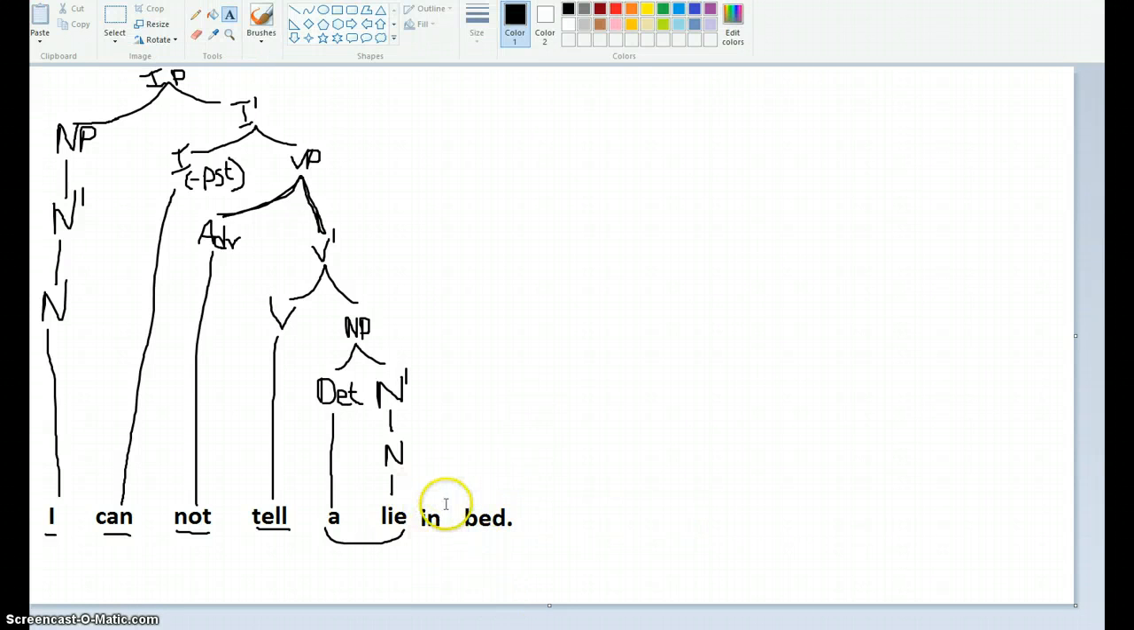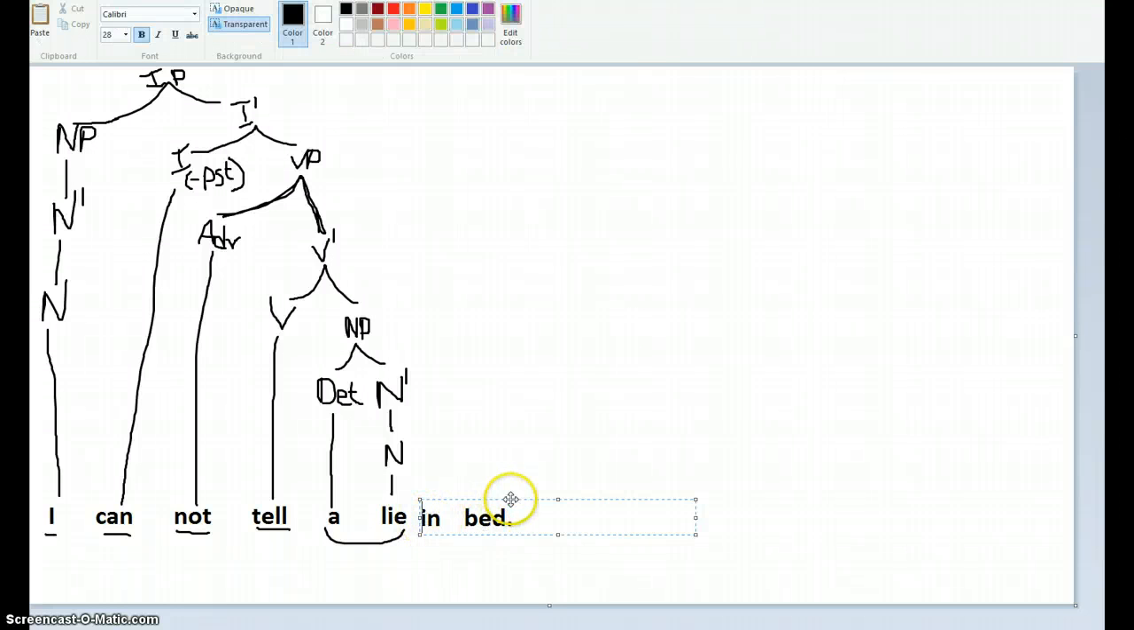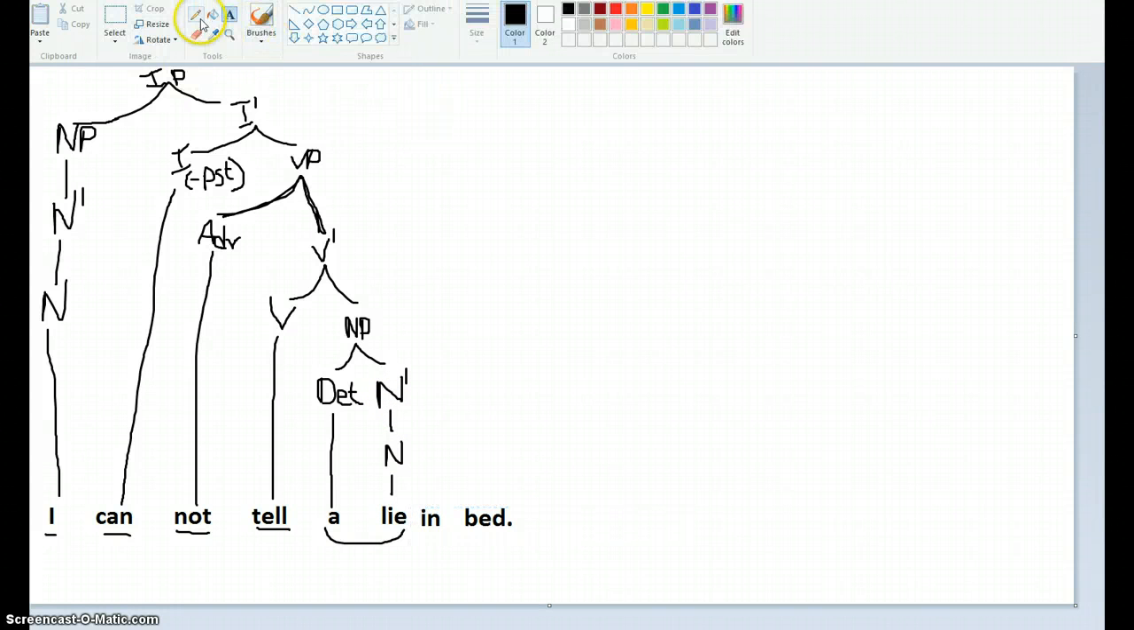It doesn't really line up, but in fact it's better that it's a little bit lower, because this phrase will be subordinate to the N bar here. So I go to my brushes. Love Microsoft Paint.